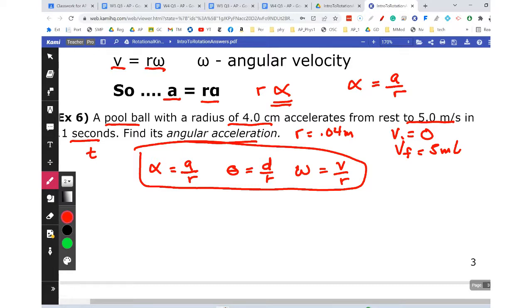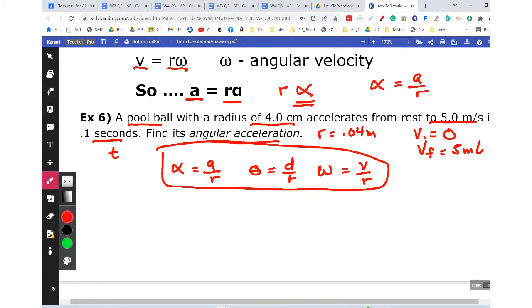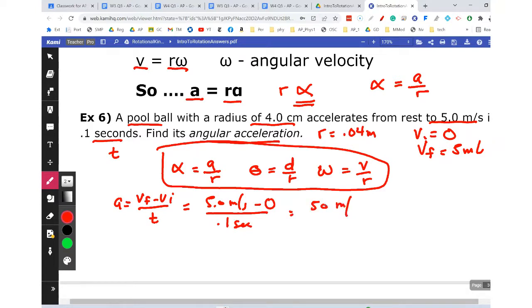I could do it the other way. I could convert each one of these numbers to angular, but that's the harder way. Always, if you're given everything in linear, solve it as a linear problem, and then convert at the end. What do I mean? What's a linear problem? a equals VF minus VI over t. This is like a first quarter problem. Let's find the linear acceleration, then make it angular, which is really easy to do. So VF, 5 meters per second, and the initial was 0, divided by t, which is 0.1 seconds. So that's 50 meters per second squared.